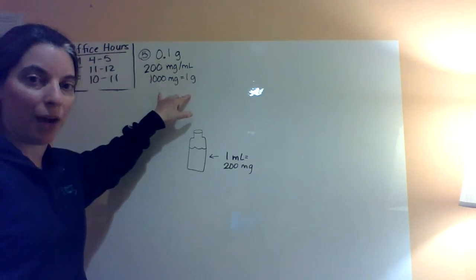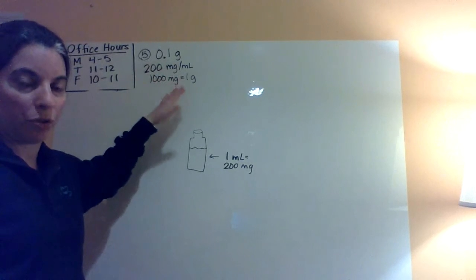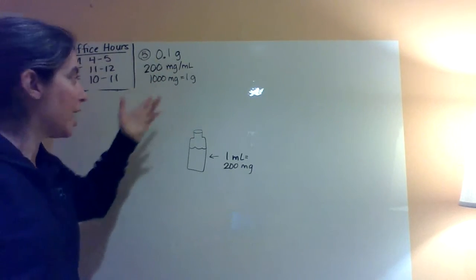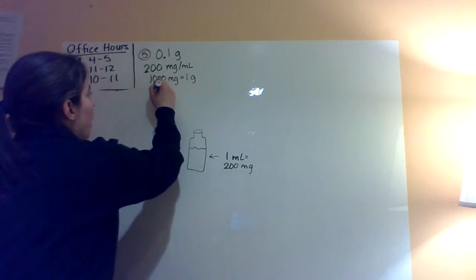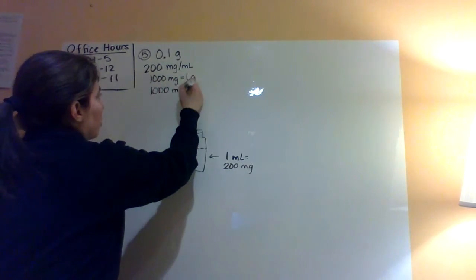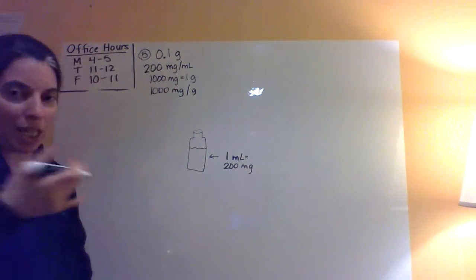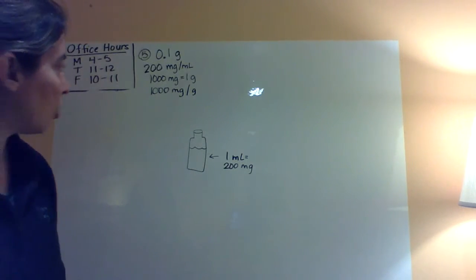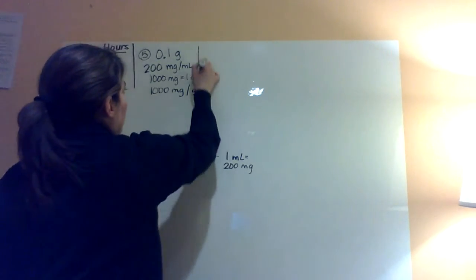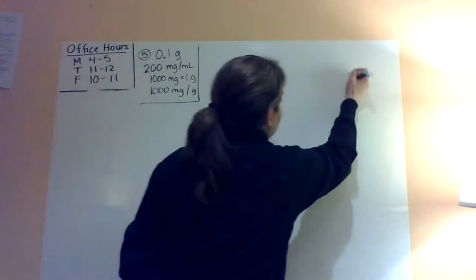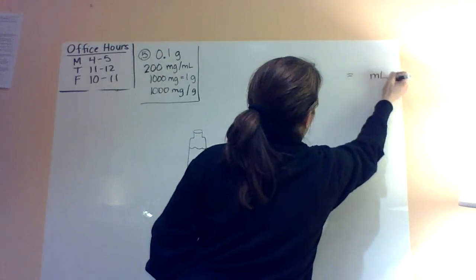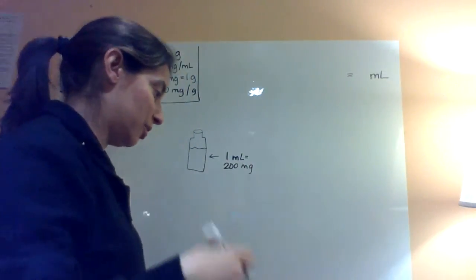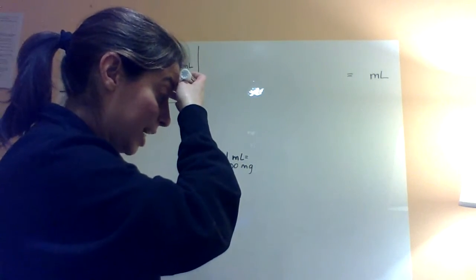You probably figured this out. We have to go from milligrams to grams, and this is the conversion. I also could have written it 1,000 milligrams per gram. Either way is fine, I'm just saying they're equal. So we know that our answer needs to be in milliliters. I know that just from reading the question where it says how many milliliters of the solution. So I know my answer is milliliters.